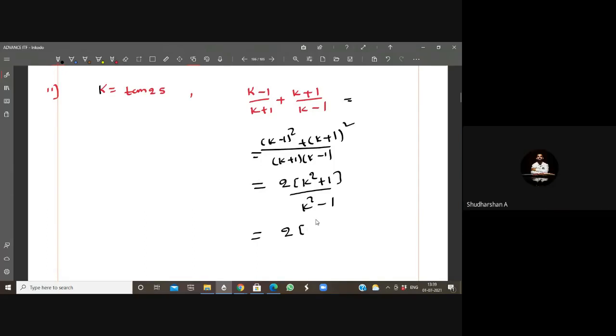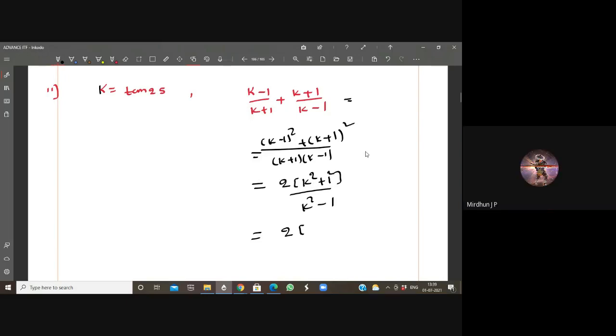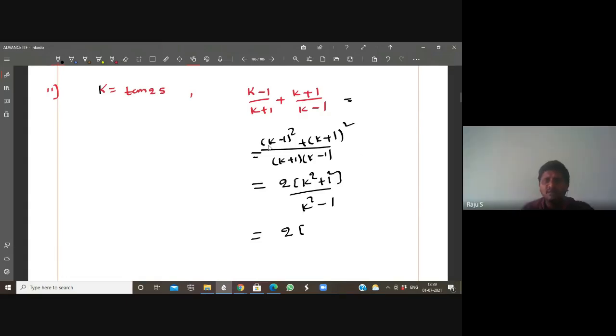Understood. A minus B whole square plus A plus B whole square, I have written directly as 2 times of A square plus B square. Sir, my plus 2k and minus 2k will get cancelled. Yeah, plus 2k minus 2k get cancelled. Finally, we'll get like this.